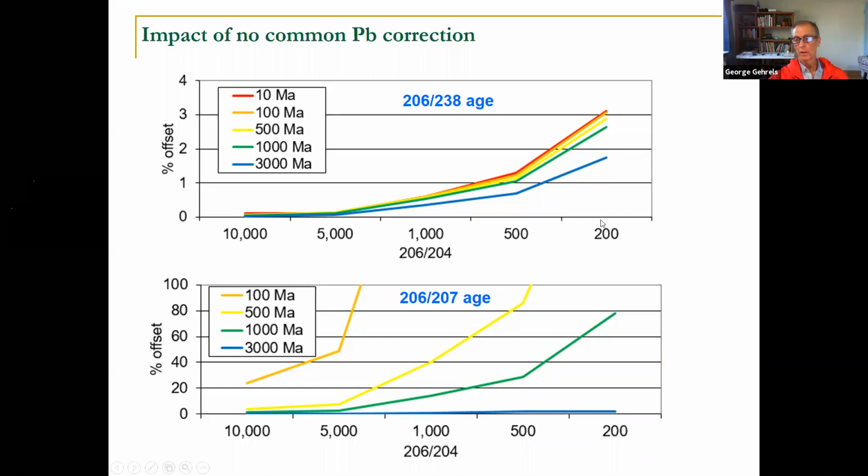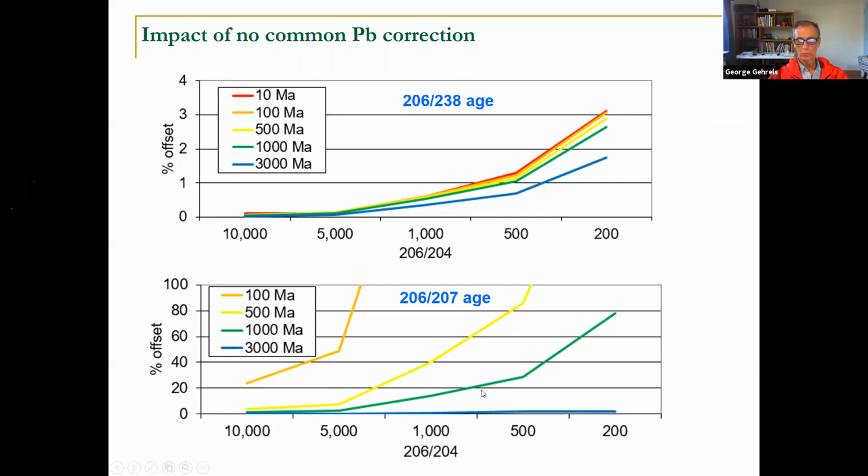And so if you're over here on this side, where there's a lot of that black 206, 207, and 208, your ages are going to be off by 1%, 2%, 3%, and they're all going to be too old. If you don't measure that 204, you won't know how much too old they are. Your ages are going to be off by a few percent. For 207/206, it's even worse, especially for really young systems. For 3 billion-year-old zircons or minerals, not so bad. Regardless of how much common lead is in there, it's not going to make much difference for an old system.